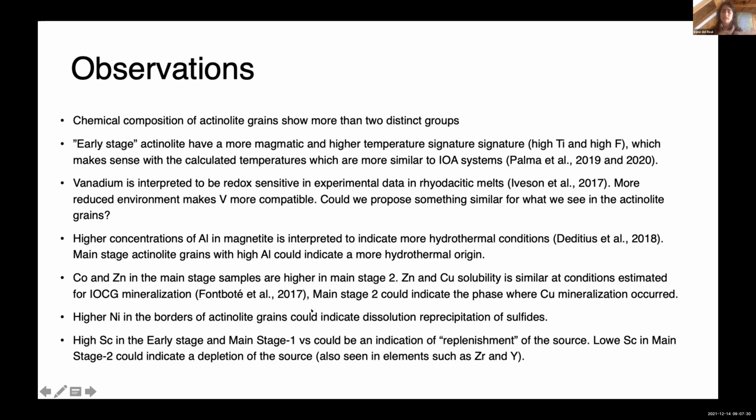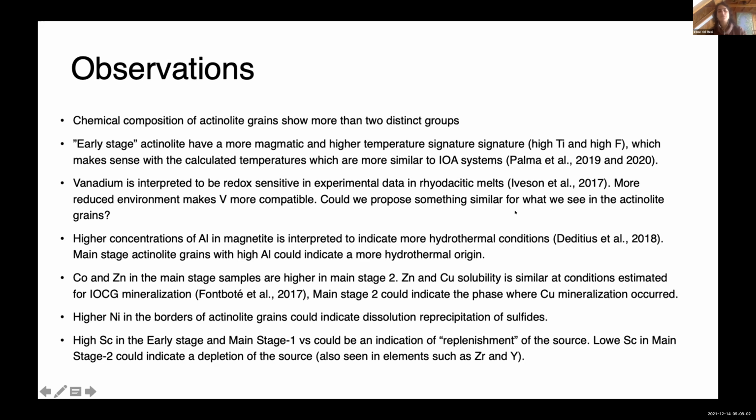And then the high scandium in early stage 1 and main stage 1 could be an indication that the source is high in scandium, and then we have a replenishment of the source. Then we see the scandium go down pretty dramatically in main stage 2, and this could indicate a depletion of the same source. We see this also in elements such as zirconium and yttrium. So basically all of this is helping us further understand the complexity and evolution of these IOCG systems, and also shows that the use of actinolite as a proxy works really well. It has been a very good surprise working with this mineral.